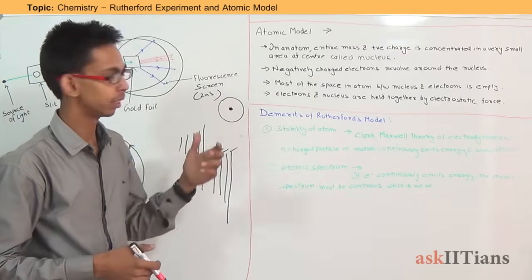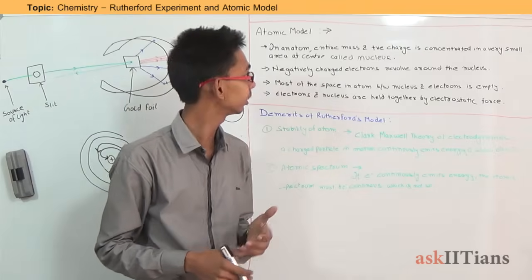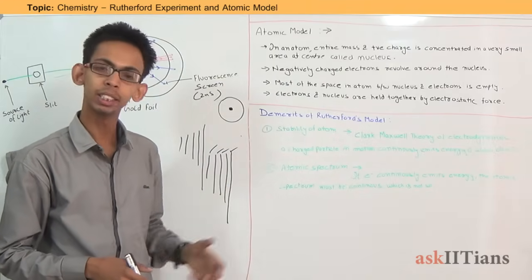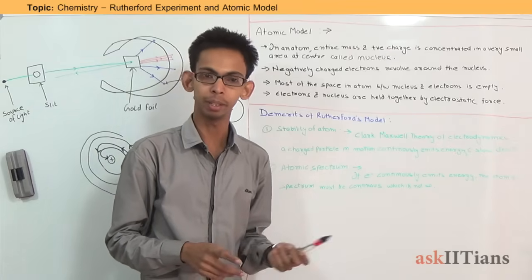So we discussed the gold foil experiment, then its conclusion, the atomic model, and finally the demerits of Rutherford's atomic model. I hope all the things are clear to you. Let me end with this.